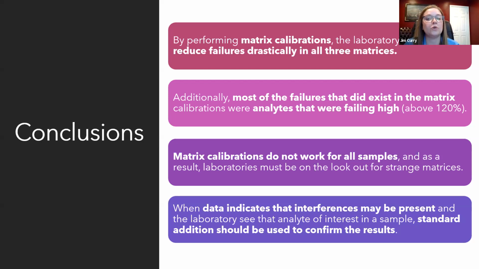The matrix calibrations do not work on all samples, and that is something that laboratories need to be on the lookout for. They need to be on the lookout for strange matrices. They need to be looking out for weird things on their chromatogram and weird responses and all of that so that they can figure out what to do if that matrix calibration isn't working for the specific matrix. And then ultimately, when that data indicates that interferences may be present, the laboratory needs to use something like standard addition in order to confirm those results. Because if that sample has the analyte of interest and it's not recovering properly, it's most likely not being quantified properly.